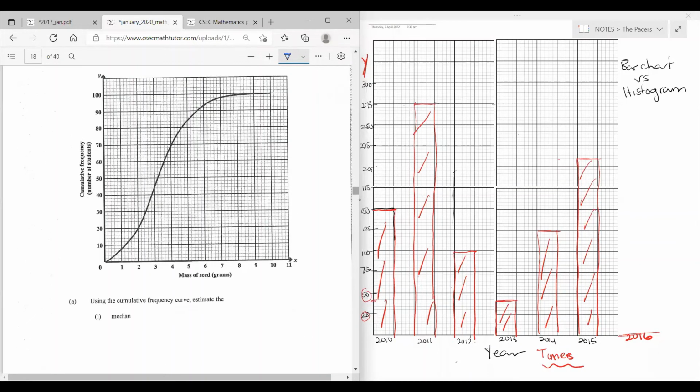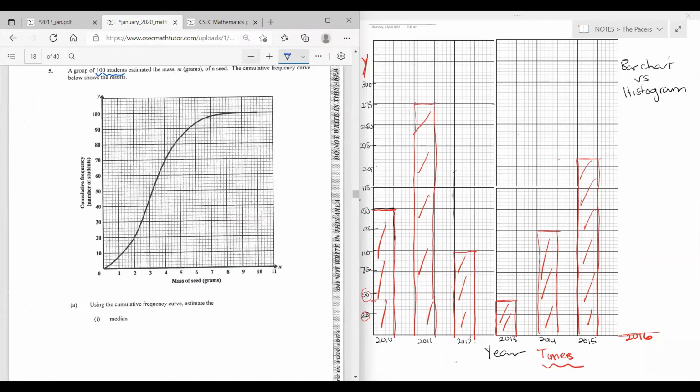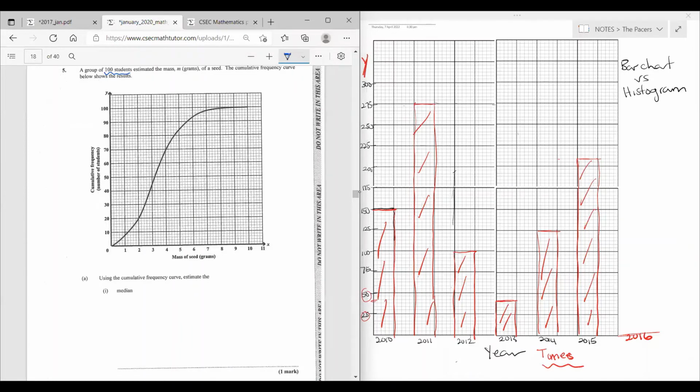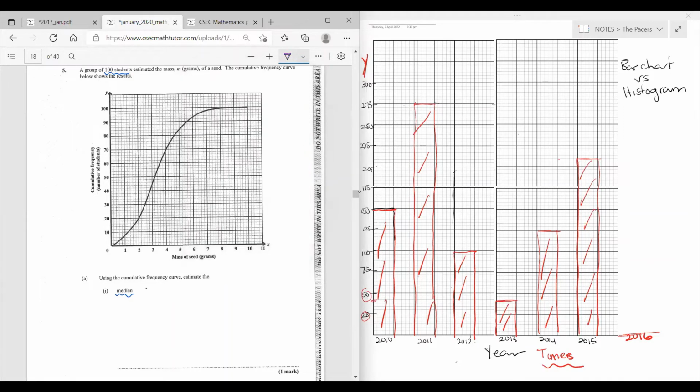So using the cumulative frequency curve, estimate the median. What is the median again? What does median represent? The middle. So the middle, yeah, right? So in order to find the middle now, we use the formula half by n plus 1. So that's going to be a half by 101, which is 50.5, right? That's our middle.